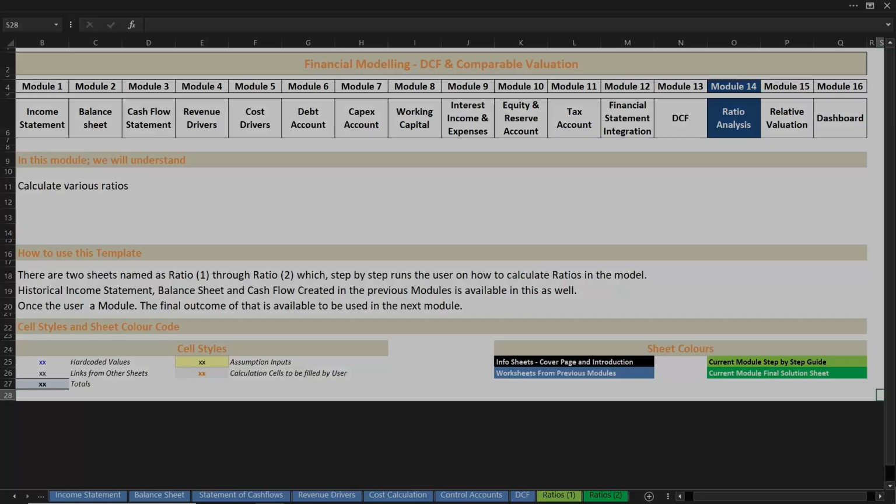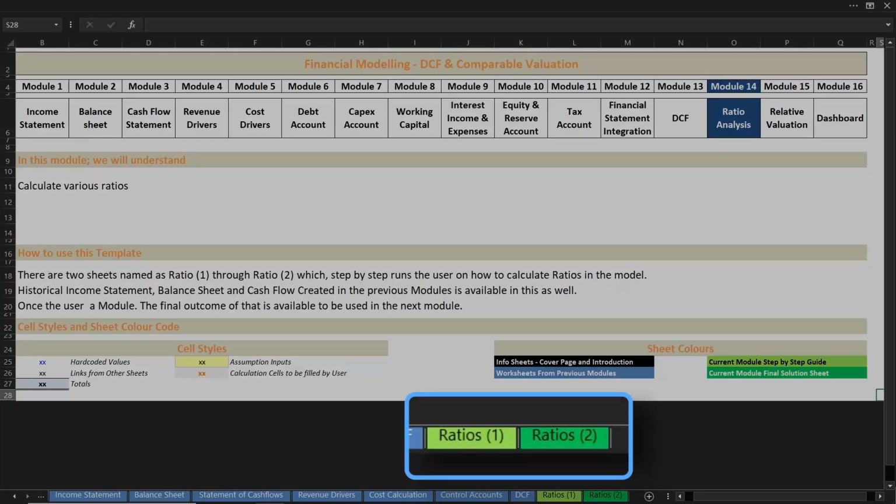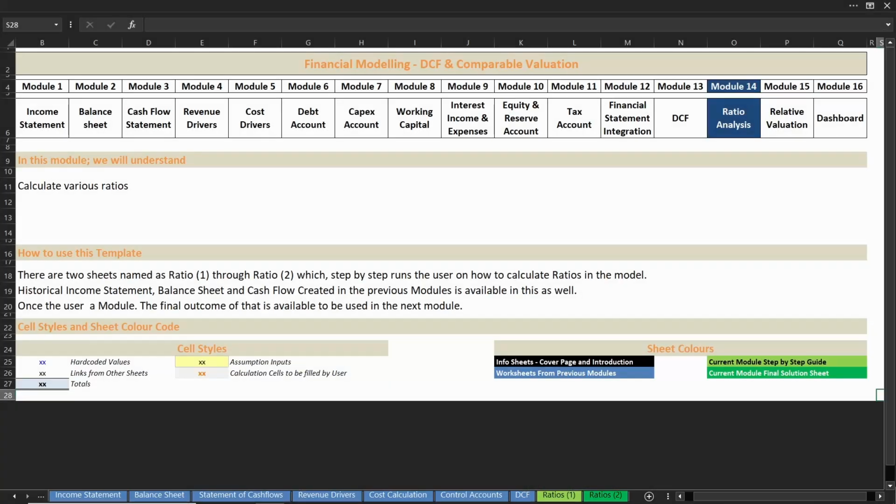In this template, there are two sheets named Ratio 1 through Ratio 2, which, step by step, run the user through how to calculate ratios in the model. Historical income statement, balance sheet, and cash flow created in the previous modules are available in this as well. Once the user completes a module, the final outcome of that is available to be used in the next module. Now, let's get started.